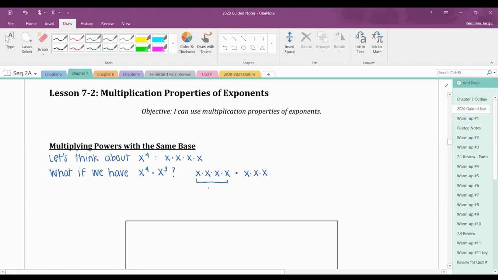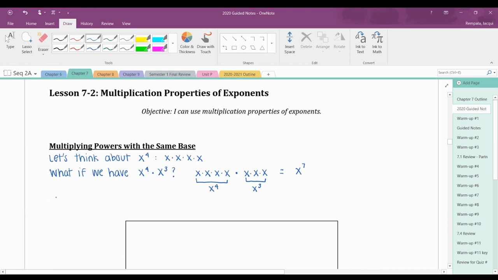So this represented the x to the fourth, and this represented x to the third. Now think about it. How many x's do we really have? We have 4 of them in the first group and 3 of them in the second group. So that tells us that there are 7 x's, and that means we have x to the 7th power.